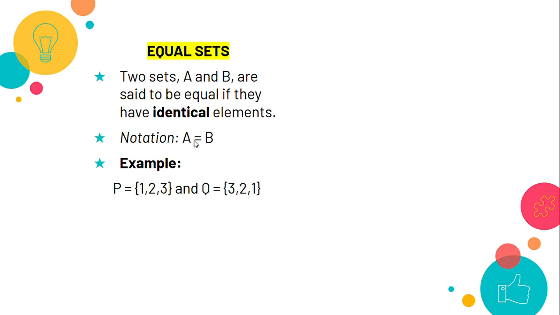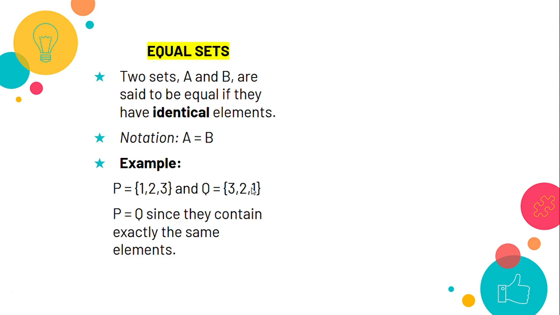If we have two sets, for example, set P has elements 1, 2, and 3, and set Q has elements 3, 2, and 1, we can see that although the elements are listed in a different order, they're identical to each other. So all the elements in P are identical to all the elements in Q, and so P is equal to Q.